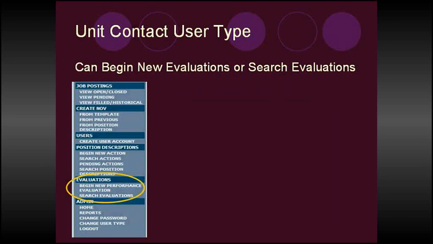So y'all should really use this function throughout the performance evaluation process to see where your unit's evaluations are, to remind employees and supervisors that they need to sign them and move them along through the process so that they're going to be completed by May 31st.